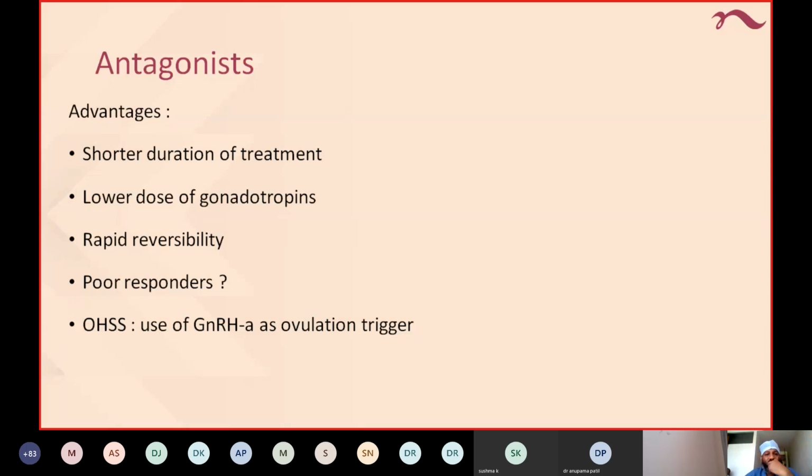And in OHSS, use of a GnRH agonist as ovulation trigger can be done. See, this is very important. I was telling you in the previous IVF stimulation also, triptorelin can be used as a trigger that will prevent OHSS by luteolysis, which can be done only in an antagonist cycle. Otherwise, in an agonist cycle, since you have already suppressed with agonist, we cannot use agonist again for trigger. Here you have to use HCG only. So the antagonist advantage is OHSS chances are lesser.